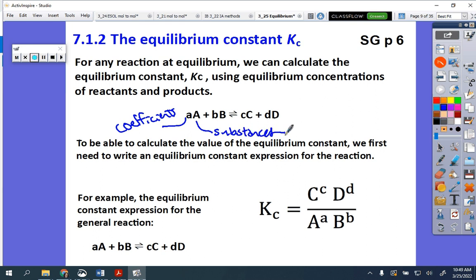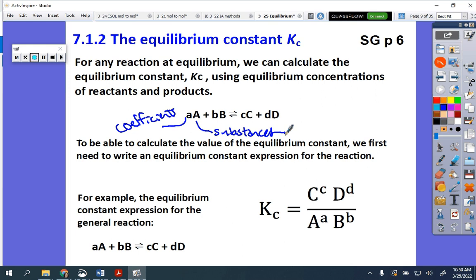And we're writing this as if we have 2 reactants and 2 products. Obviously, that's not always the case, but just for a generic intro to this, that's a reasonable way to write the reaction. So this is a generic reaction with generic coefficients. And we're going to write what we call the equilibrium constant expression for this reaction. And this is how it's written.